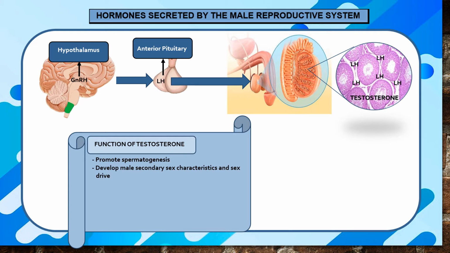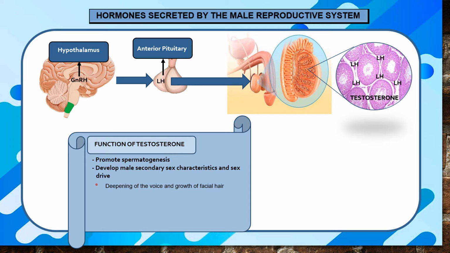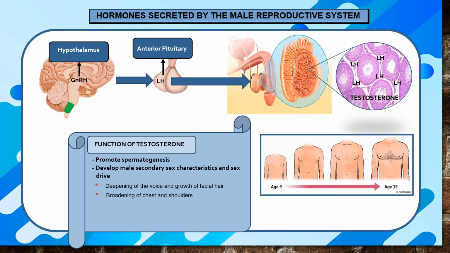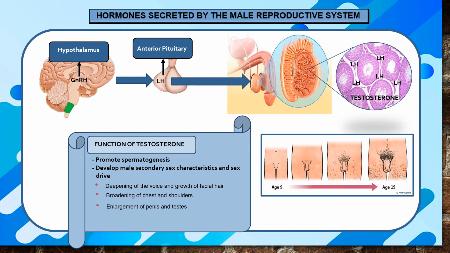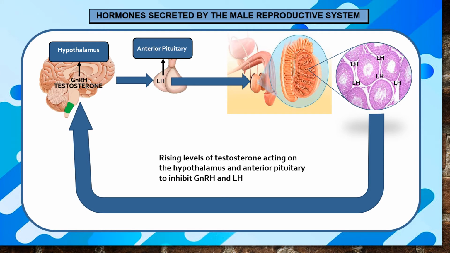Here are some male secondary sex characteristics: deepening of voice and growth of facial hair, broadening of chest and shoulders, enlargement of penis and testes, and growth of pubic hair. Rising levels of testosterone act on the hypothalamus and the anterior pituitary gland to inhibit GnRH and LH.